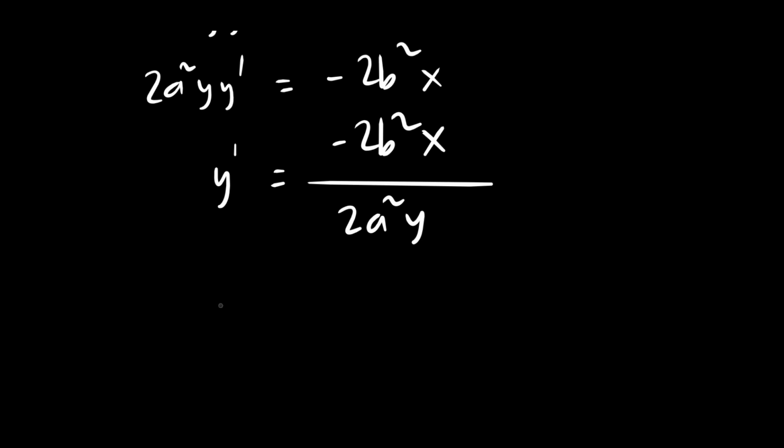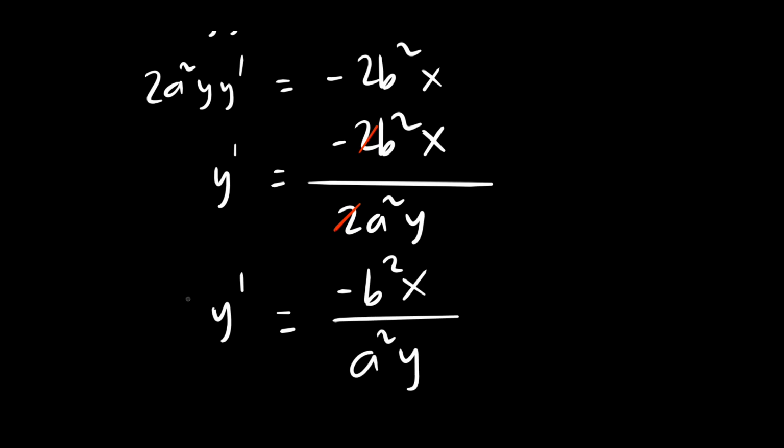So the remaining will be y prime is equal to, so we'll cancel 2. Cancel 2, so there's nothing else to cancel. So the answer will be negative b squared x all over a squared y. So this is now our final answer.